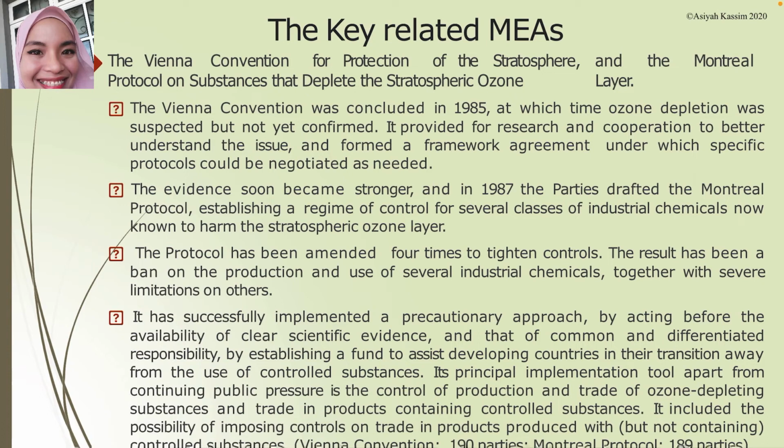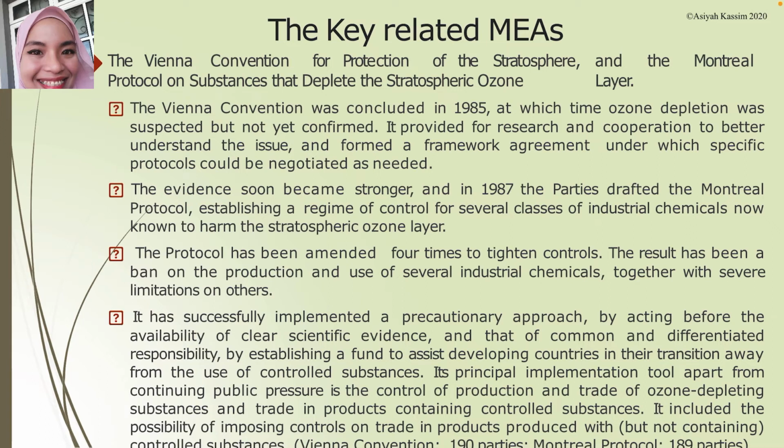Okay, MEA number 2 is the Vienna Convention for the Protection of the Stratosphere and the Montreal Protocol on Substances that Deplete the Stratospheric Ozone Layer. This convention was concluded in 1985, at which time ozone depletion was suspected but not yet confirmed. Research and cooperation were provided to better understand the issue. They formed a framework agreement under this convention.